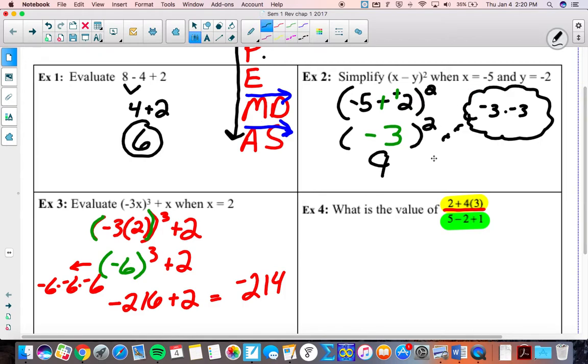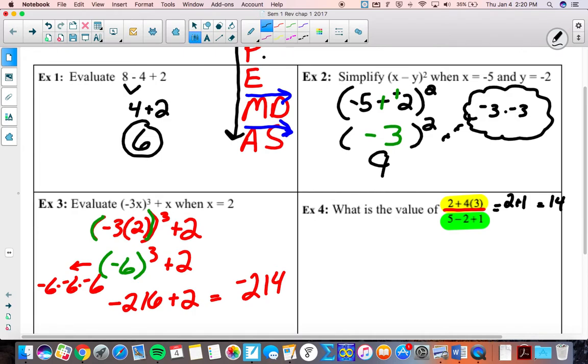So on the top, I have 2 plus 4 times 3. So I see addition and I see multiplication. I need to multiply before I add. So 4 times 3 is 12. So I really have 2 plus 12, and that equals 14.